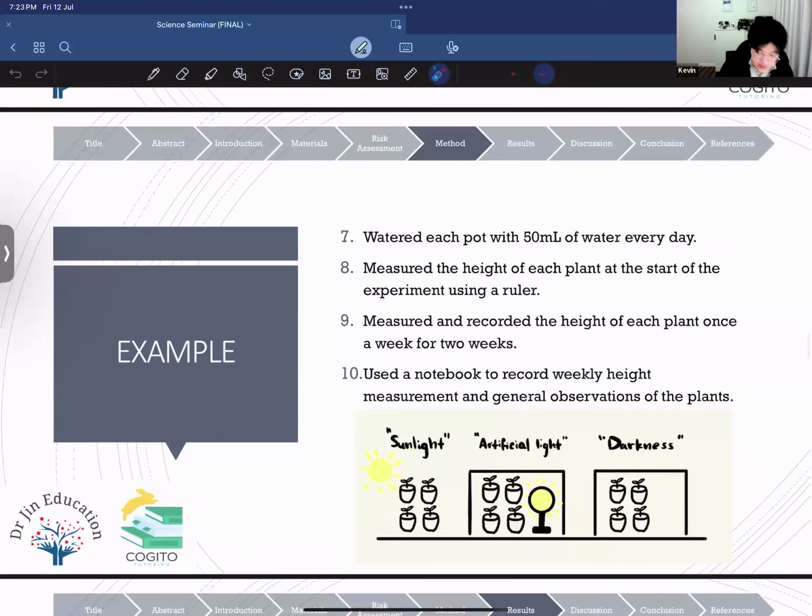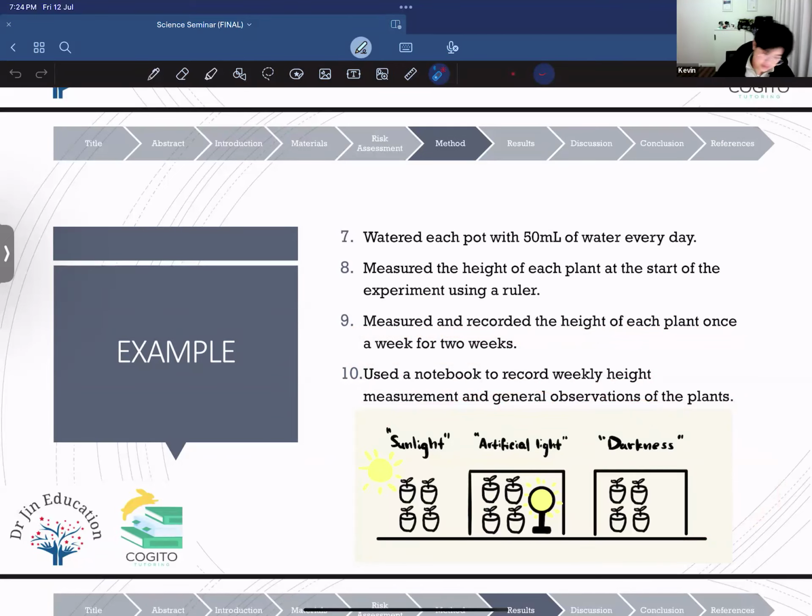Number 7, you watered each pot with 50 mL of water every day. You measured the height of each plant at the start of the experiment using a ruler. Then you measured and recorded the height of each plant once a week for 2 weeks. And you used a notebook to record weekly height measurements and general observations of the plants. And I put a little diagram here. It's not the best, but I just used the same one as before.